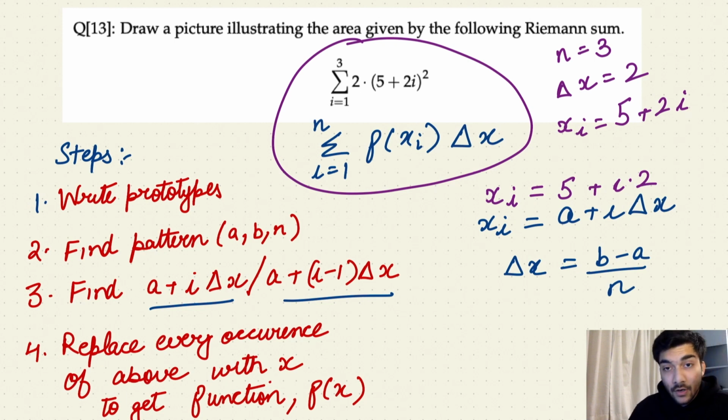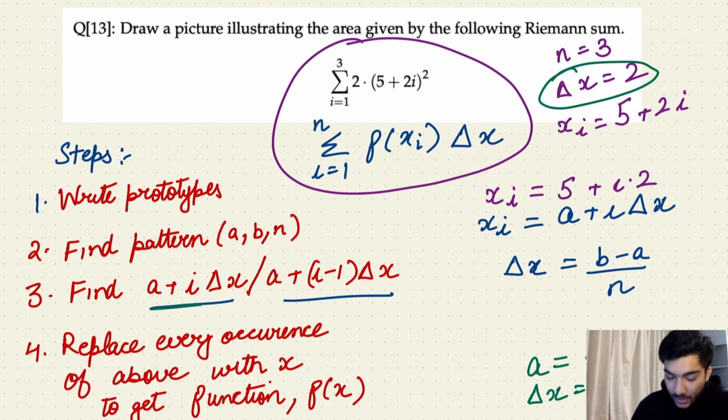Right? So if I now compare both of these xi's together, I can clearly see that my a is 5 and my delta x is 2 again, which confirms the previous result as well. So now I see that I'm on the right track. I've identified this pattern. I've identified a plus i delta x, which is 5 plus 2i in this case.